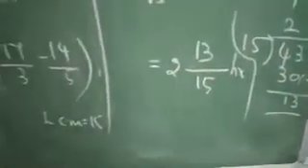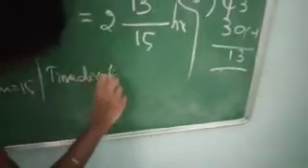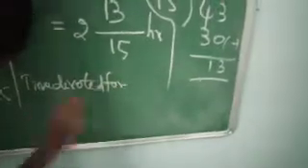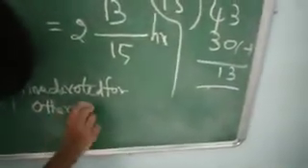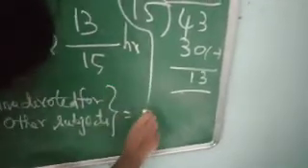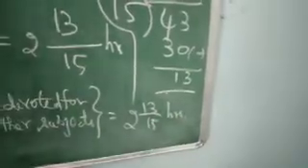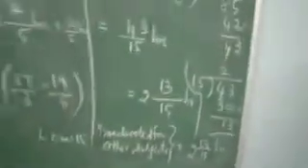So my answer is 2 13/15 hours. Time devoted for other subjects is how much? Time devoted for other subjects is equal to 2 13/15 hours. So this is your final answer.